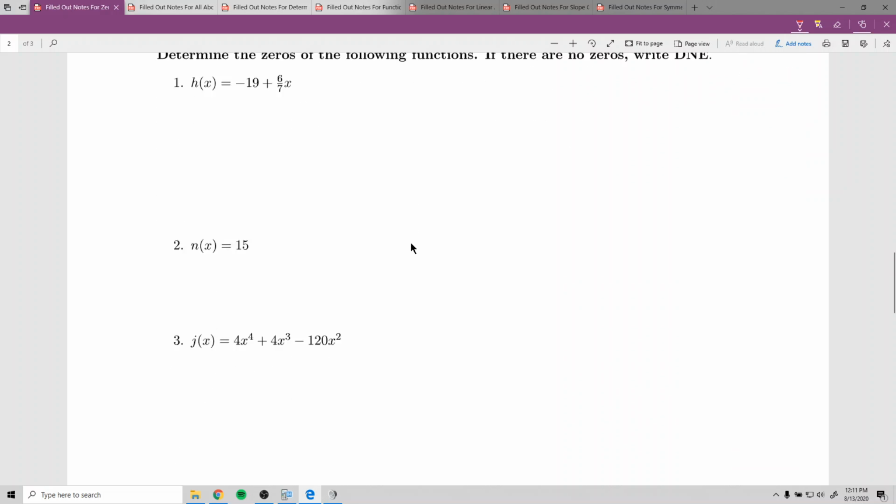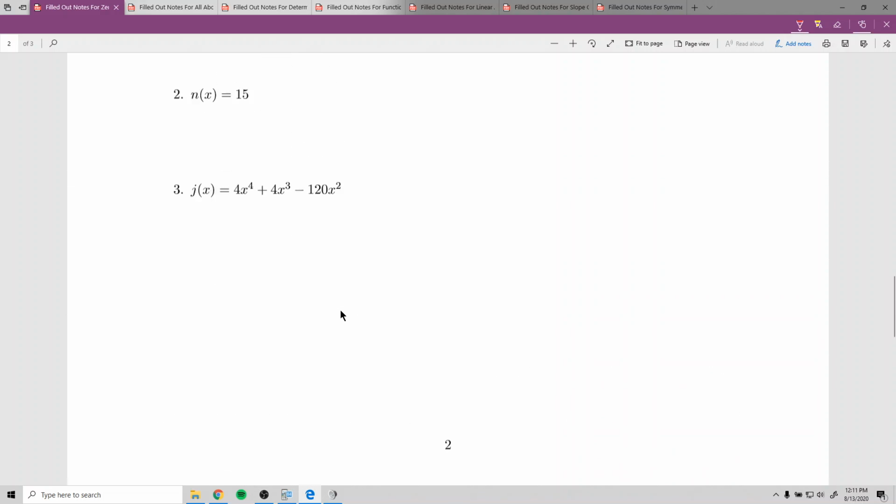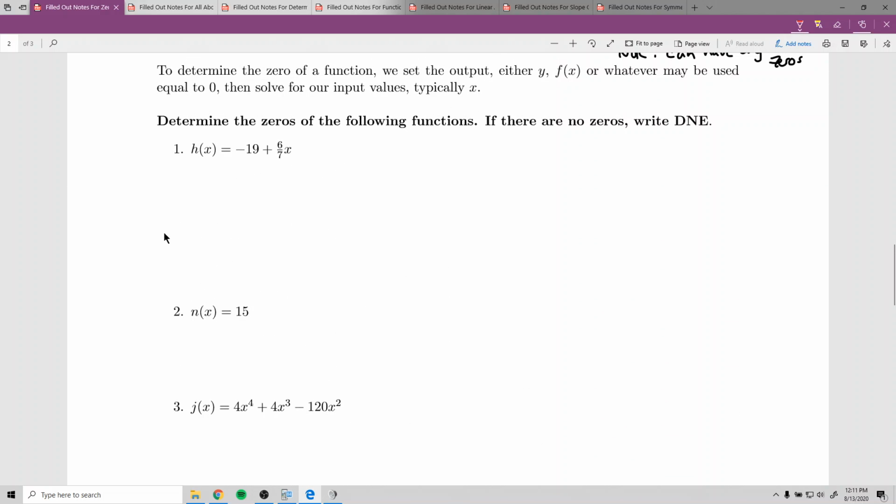All right, so for the following, we have 4 questions here. Determine the zeros of the following functions. If there are no zeros, write DNE. So that's a possibility. The first one here, we've got h of x equals negative 19 plus 6 over 7x. Well, we start by replacing h of x with 0. Then solve for x.